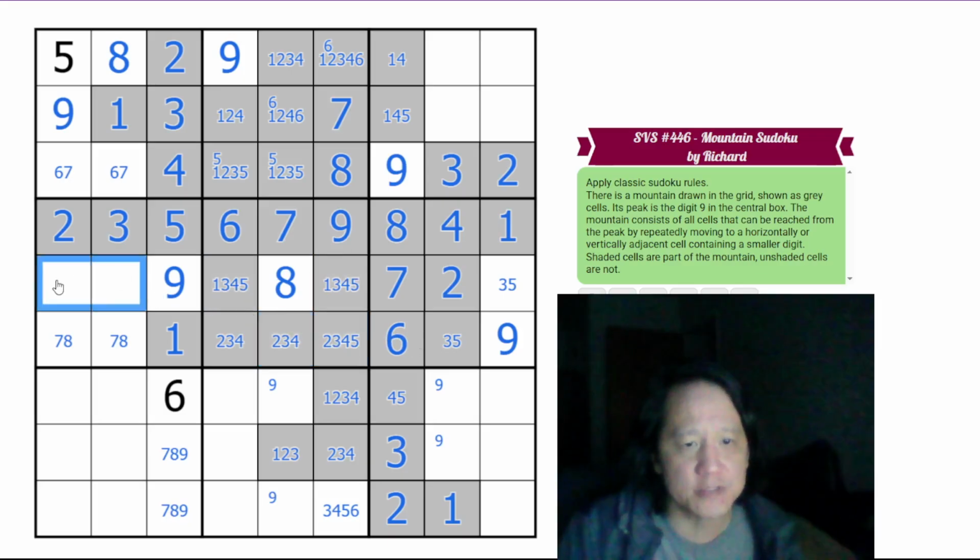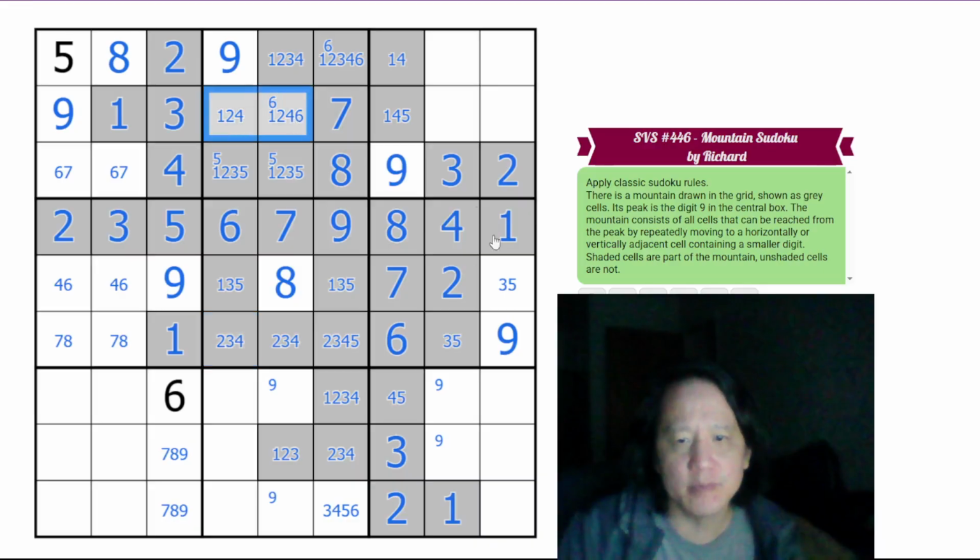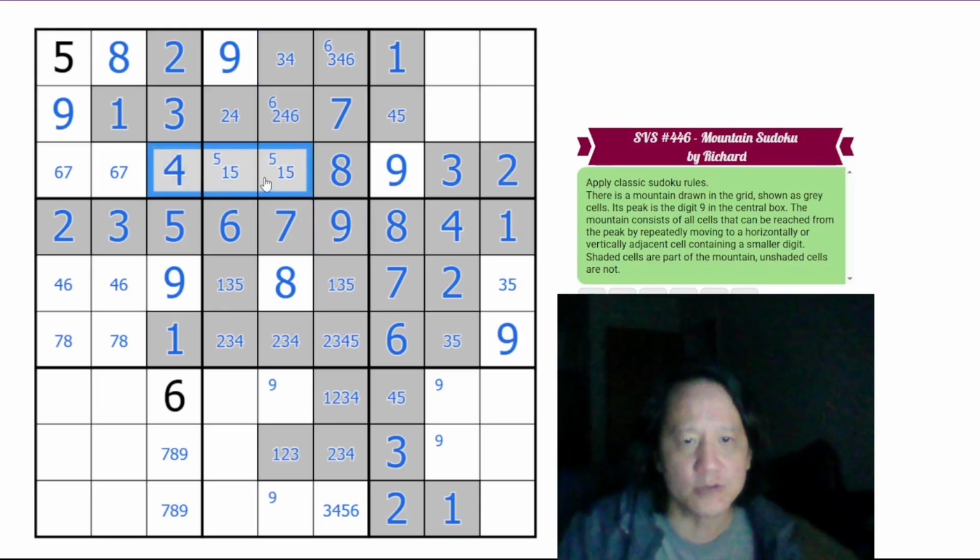That requires this then to be a 4, 6 pair, which eliminates 4 and 6 in the rest of the row. 1 can't be here, 1 can't be here. Where is the 1 in column 7? It has to be here, which eliminates 1 and 2 here. This is 3, 4, and 6. This can't be 2 or 3. It's a 1, 5 pair.